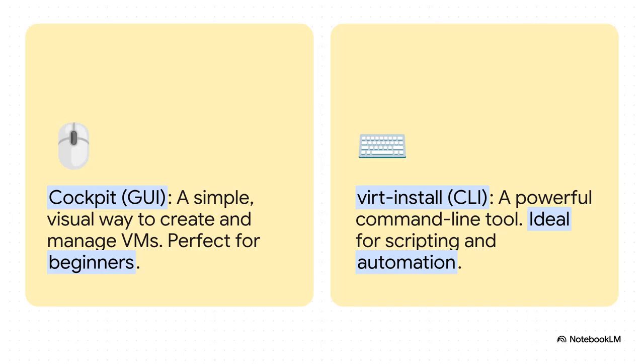Okay, so now you're at a fork in the road. You've got 2 main ways to do this. You can use the Cockpit web interface, the GUI, which is fantastic for beginners because it's all visual. Or you can use the virt-install command in the terminal. That's the command line interface, and it's pure power if you want to script or automate things down the road.